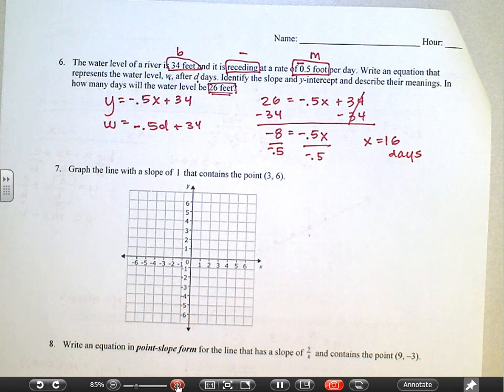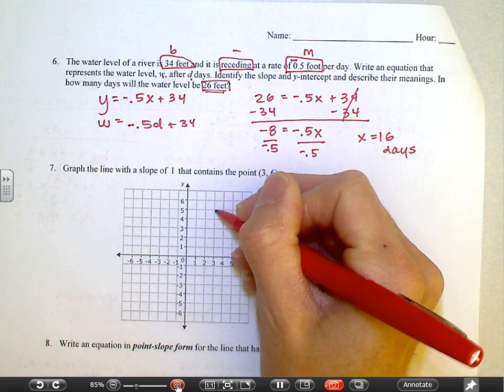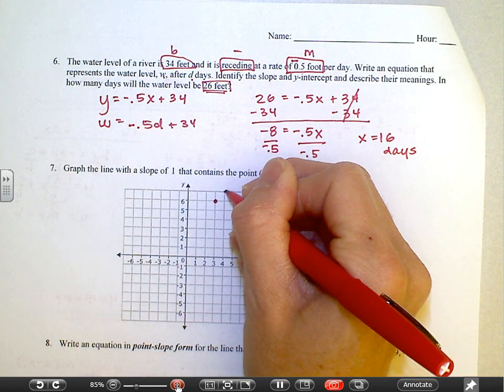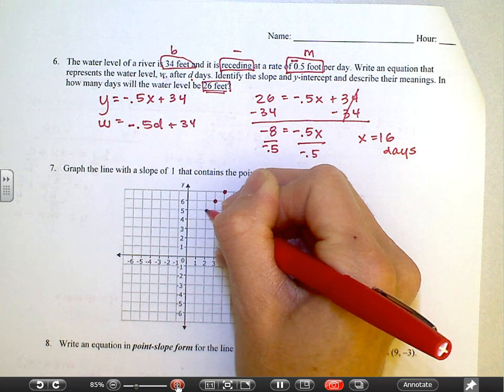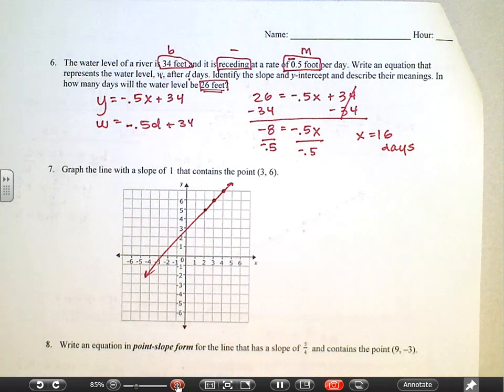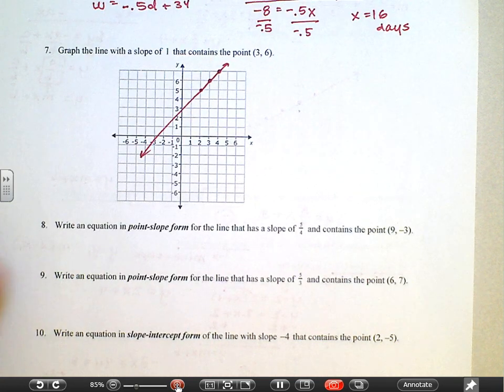All right, number 7, graph the line of slope 1 that contains the point (3, 6). So go to the point (3, 6), and a slope of 1 means you go up 1, to the right 1, or down 1, to the left 1. So there's your line. All right, now we just have a whole bunch of equations to write.